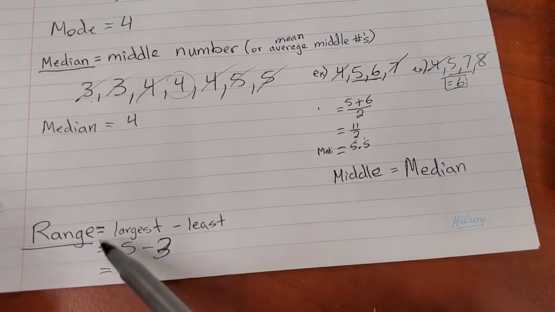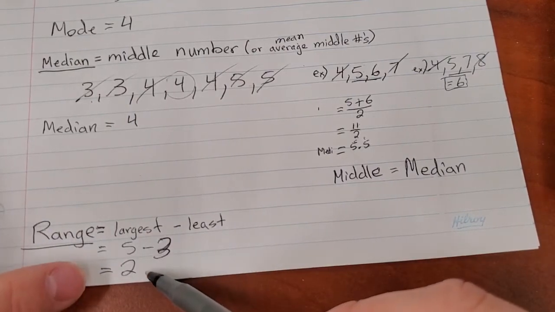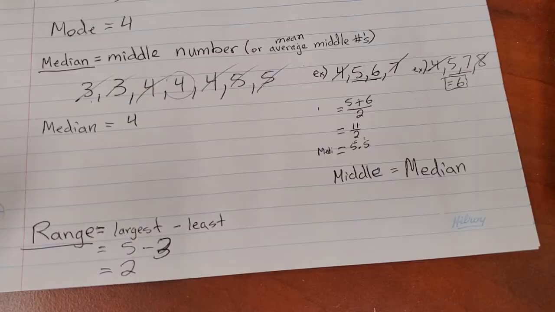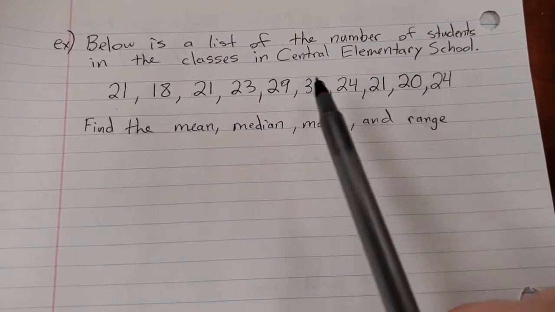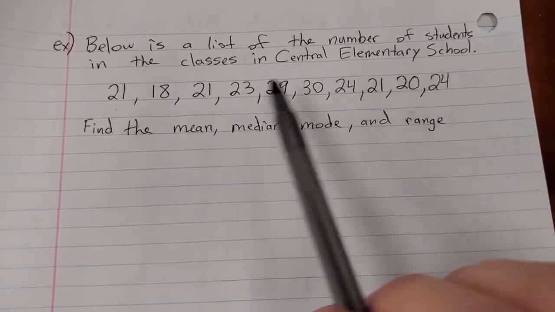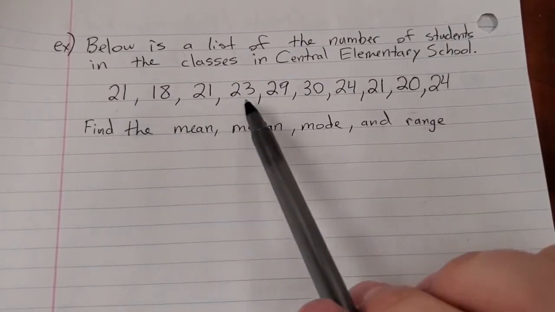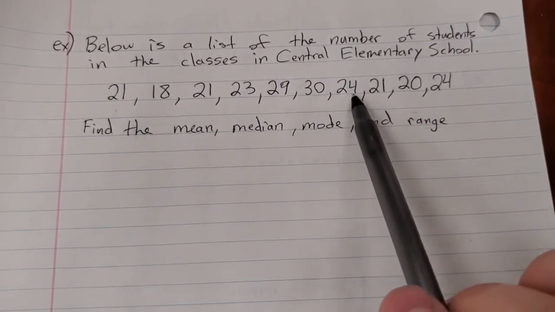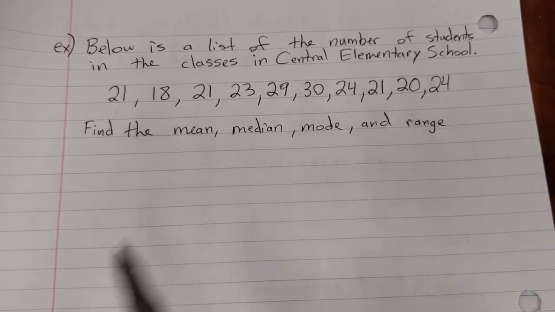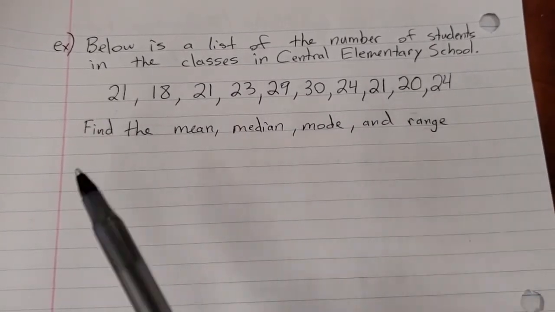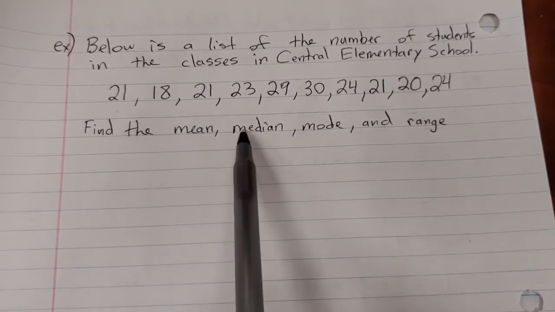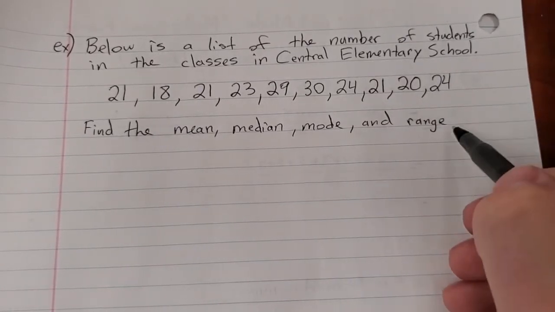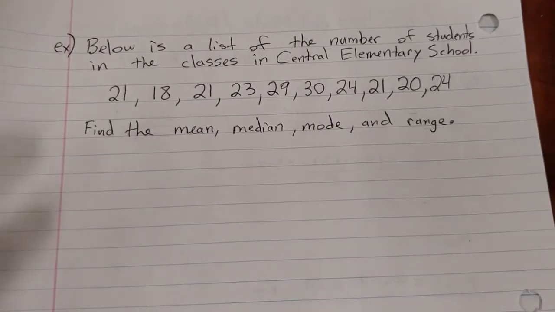And the range is kind of a separate sort of thing. It's not necessarily going to be a number in the set. All right, here's an example. It says below is a list of the number of students in the classes at Central Elementary School. So there's 21, 18, 21, 23, 29, 30, 24, 21, 20, and 24 students in each of the classes, respectively. Find the mean, median, mode, and range. So there's going to be 4 things we're finding.